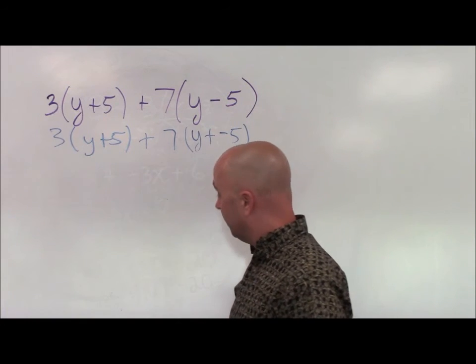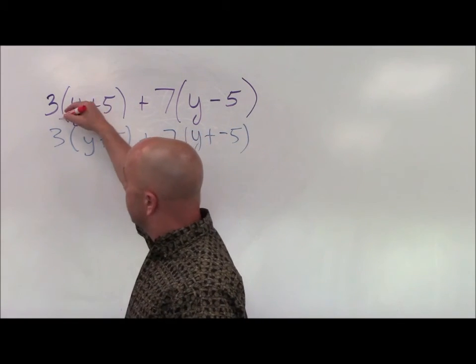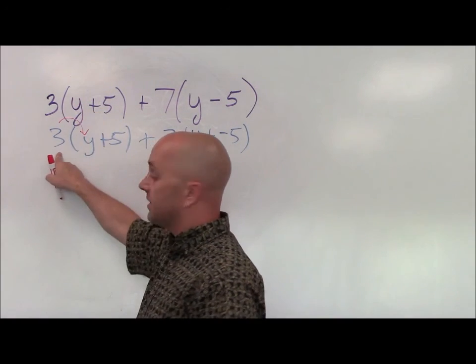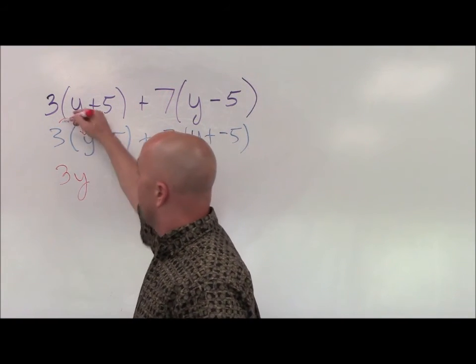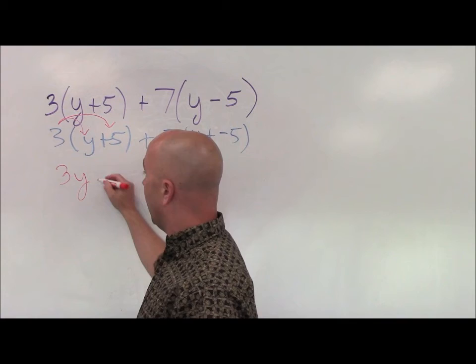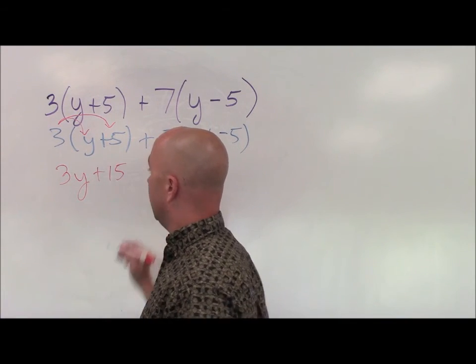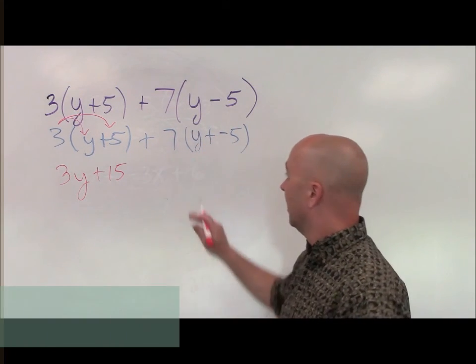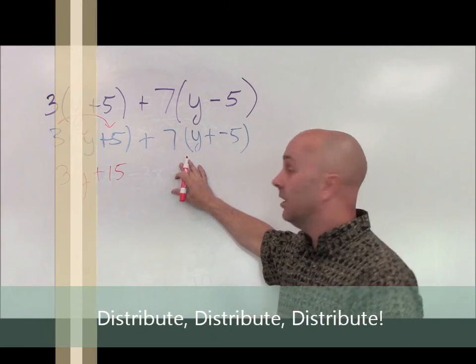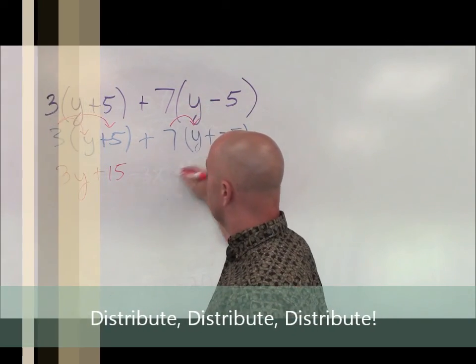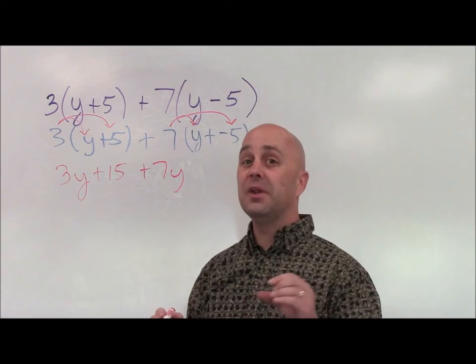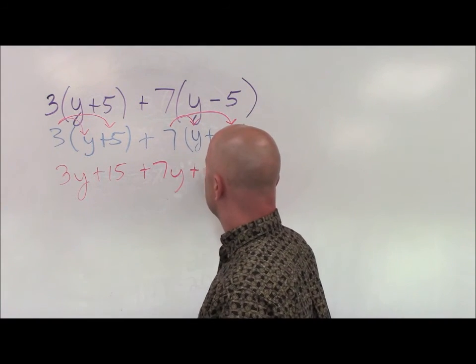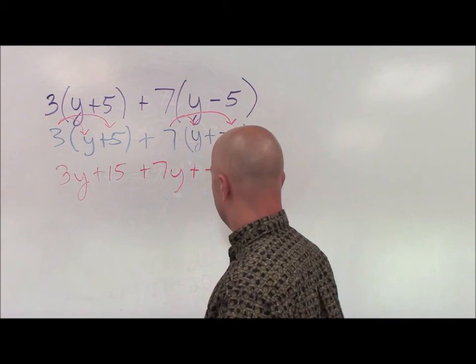And then as I go through this problem, I want to distribute the 3 that's outside the parentheses to the y, and that's going to give me 3y. Then I'm going to distribute that 3 to the 5, and that's going to give me 15. But the fun's not over. We also have another parenthesis over here. So I need to distribute the 7 to the y, and then the 7 to the now negative 5, so we get plus negative 35.